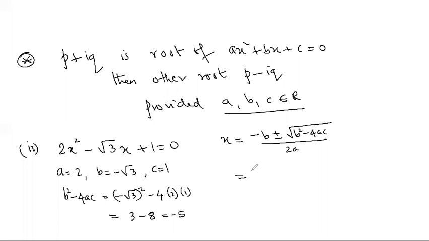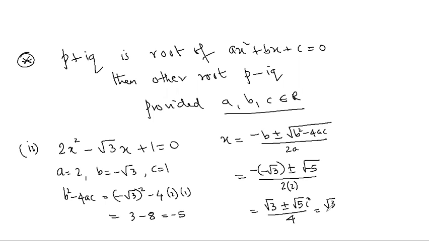So x = minus b plus or minus root of b square minus 4ac upon 2a, which gives minus root 3 plus or minus root of minus 5 upon 2. 1 into 2, root 3 into 2. So you can write root 3 by 4 plus or minus minus root 5 by 4, i. I think all of you got this answer correct. Yes, sir.